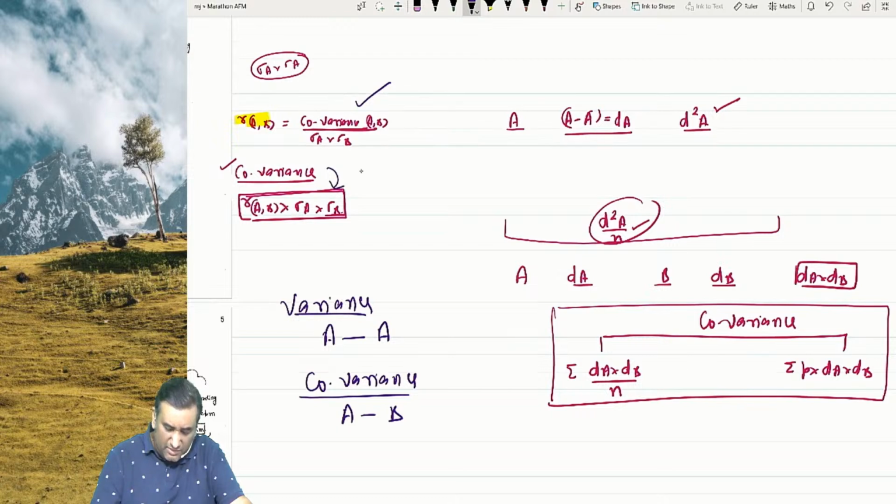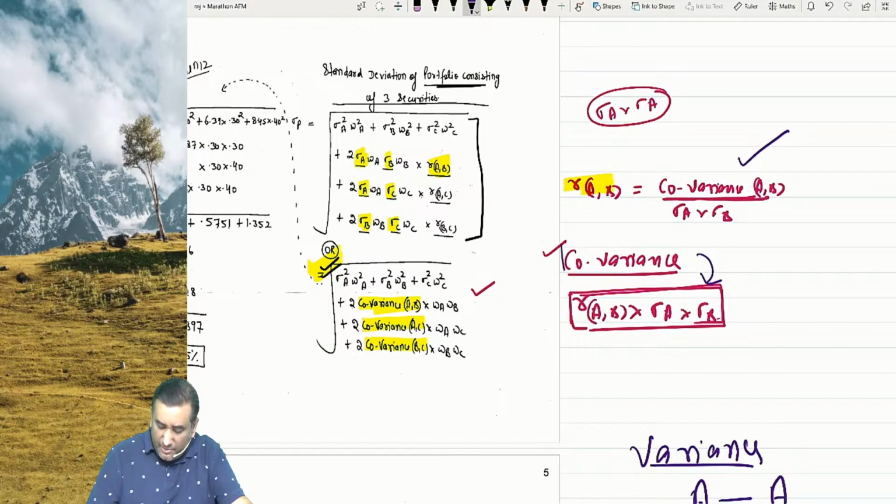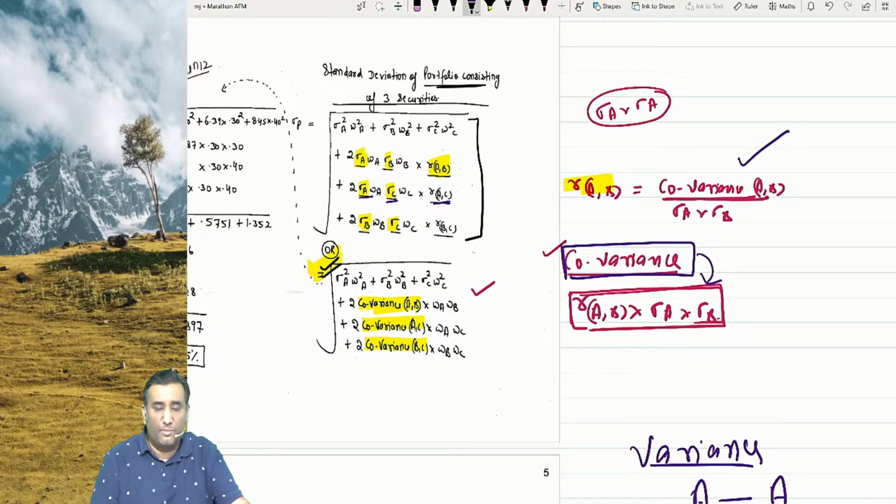From this part we have arrived at the formula, which becomes RAB into the standard deviations. This formula with the standard deviations is very common, because we will be using covariance instead of the A, C and R part. That will be very, very common when you move forward.